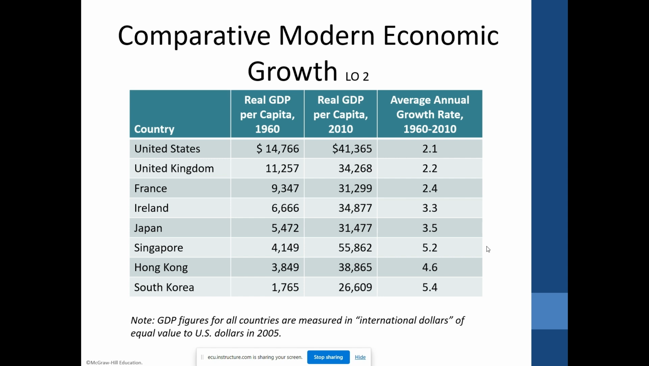This table shows the real GDP per capita in 1960 and 2010 plus the average annual growth rates of real GDP per capita from 1960 to 2010 for selected countries. Note the vast differences in growth rates. The nations from Asia have experienced much higher growth rates since they're in a catch-up mode, while those countries experiencing modern economic growth for a longer time frame have lower rates.